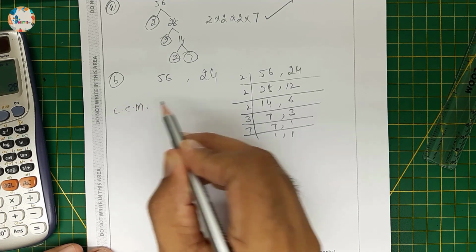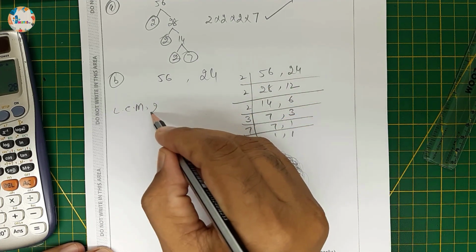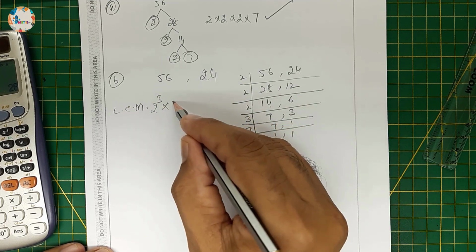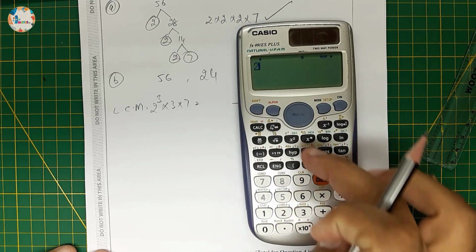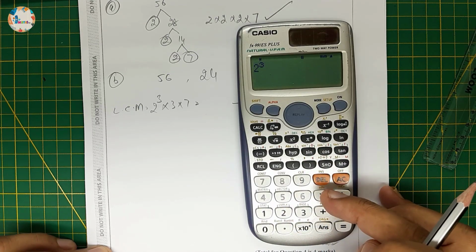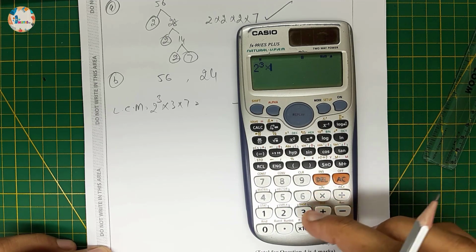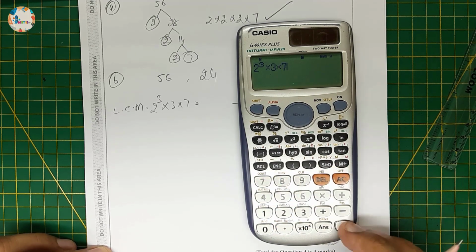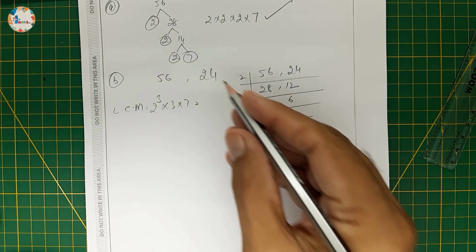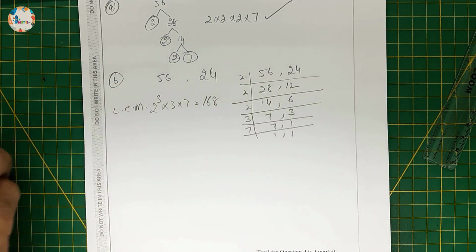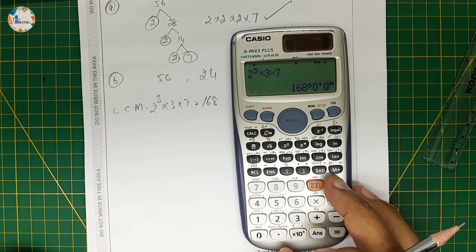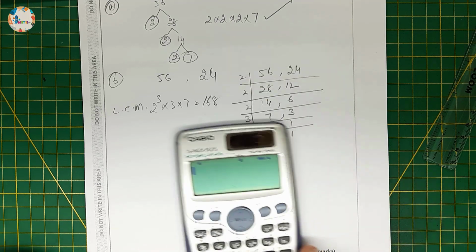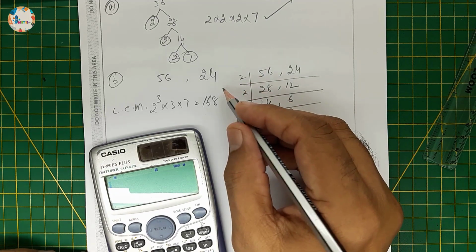LCM will be equal to 2 raised to the power 3 multiplied by 3 multiplied by 7, which is 2 raised to the power 3 multiplied by 3 and again multiplied by 7. This will be equal to 168. So this 168, we can convert into minutes. So this is 168 minutes.